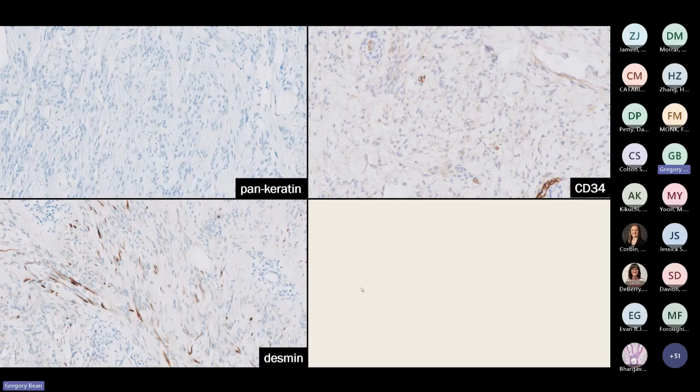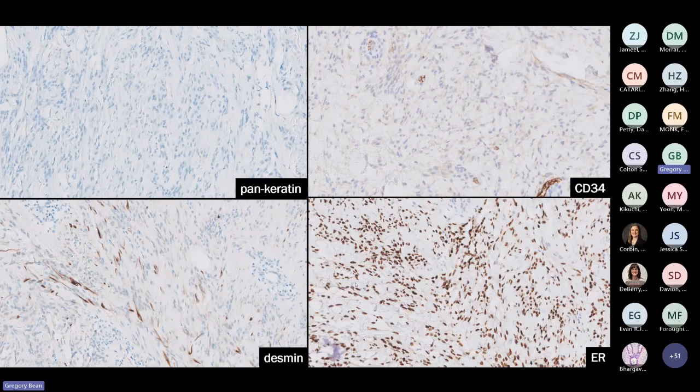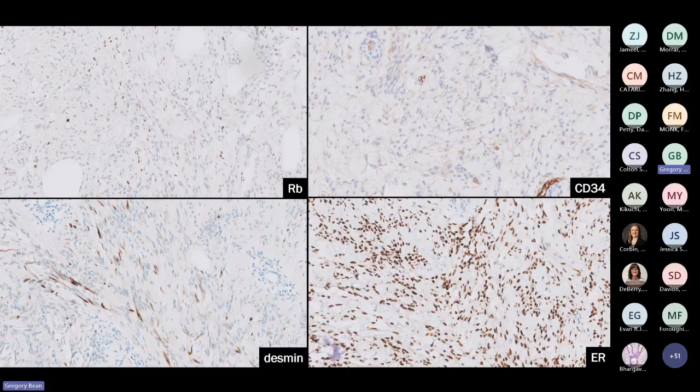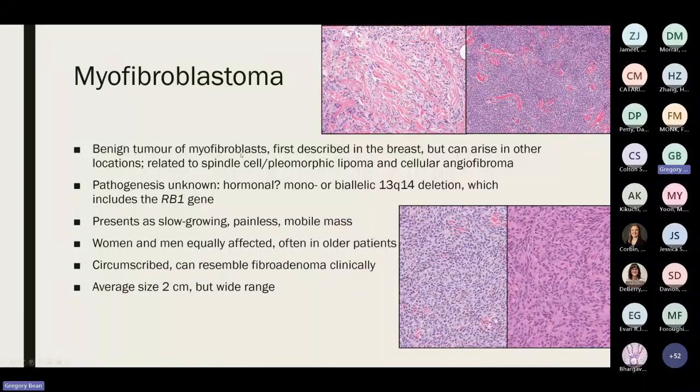Desmin is focally positive, and ER was, in this case, diffusely positive. In this case, we also did an RB, and RB can sometimes be difficult to interpret, and I don't generally rely on it as a marker by itself, but in this entity, a panel approach of these 4 plus or minus RB stains is helpful to establish the diagnosis here. This case shows some loss of RB in some of the neoplastic cells. This is a myofibroblastoma.